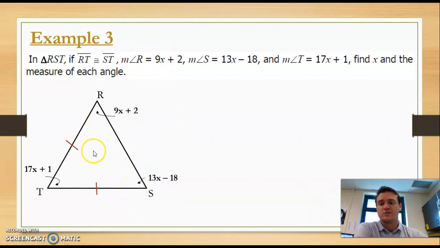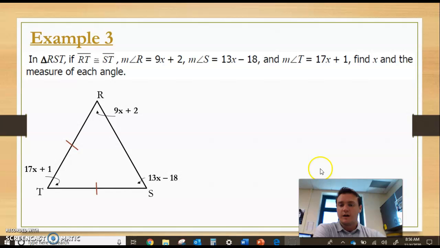The rest of this here is just filling in the expressions they gave. So 9x plus 2 is this angle R. Angle S is 13x minus 18, so I can write that there. Angle T is 17x plus 1. And what we're going to do is find x and then the measure of each angle. So again, recall that if we have angle R and angle S congruent to each other, that means we just set them equal to each other.